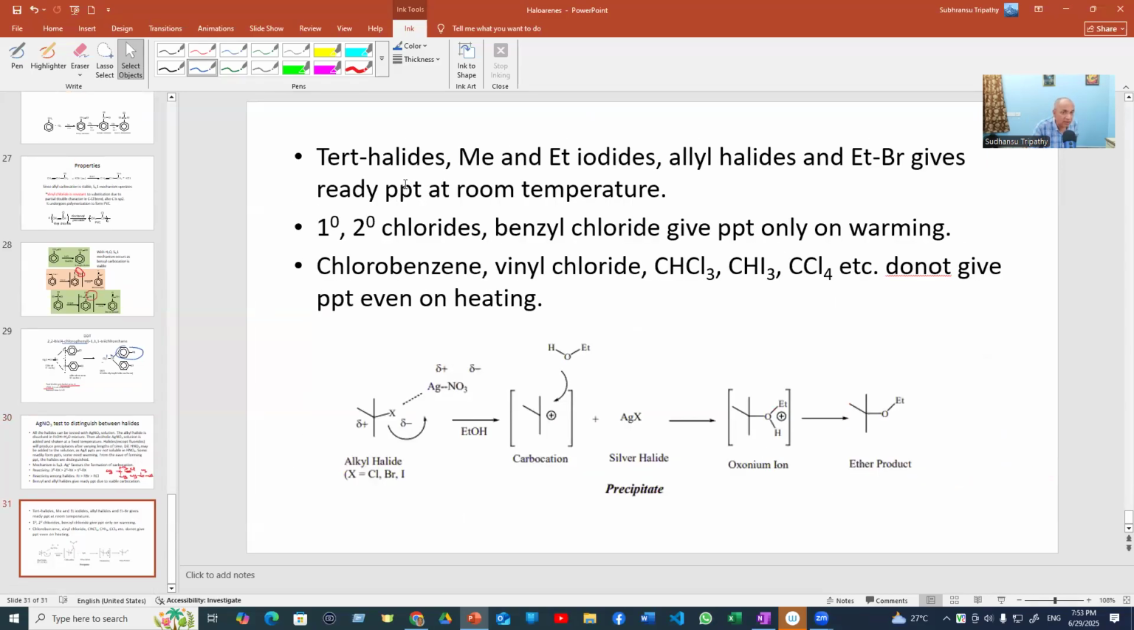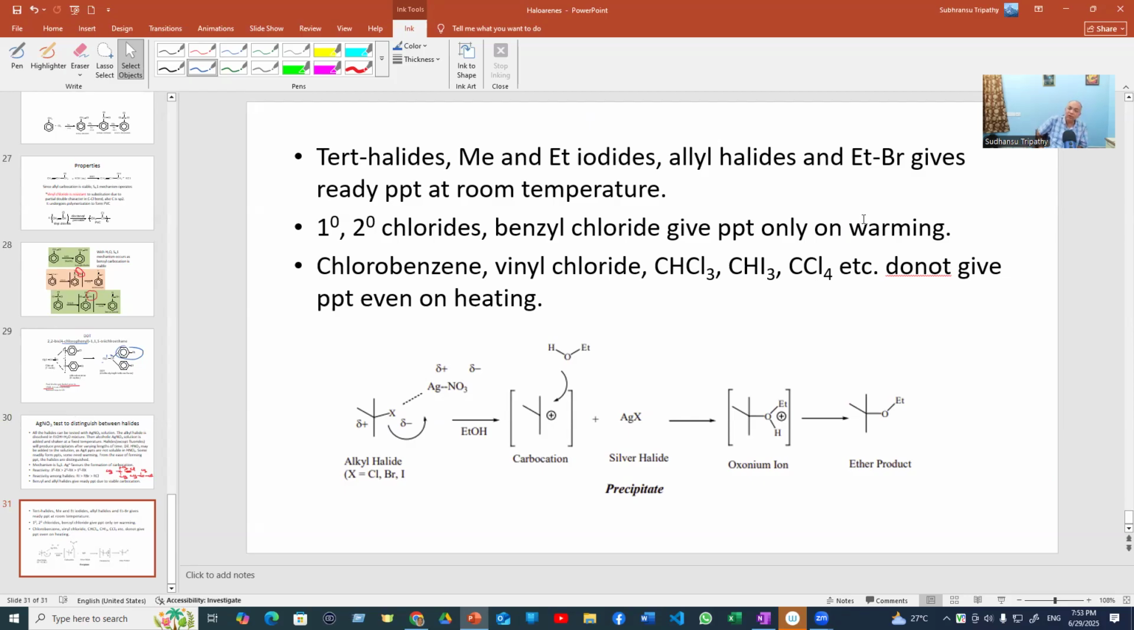Any tertiary halides, because the tertiary carbocation is so stable. And among iodides, the leaving ability of iodide ion is so high that even methyl iodide and ethyl iodide, and allyl halides because the allyl carbocation is stable, and ethyl bromide. These four: all tertiary halides, methyl and ethyl iodides, all allyl halides, and ethyl bromide. These are the four categories of halides which readily form a precipitate at room temperature with silver nitrate.